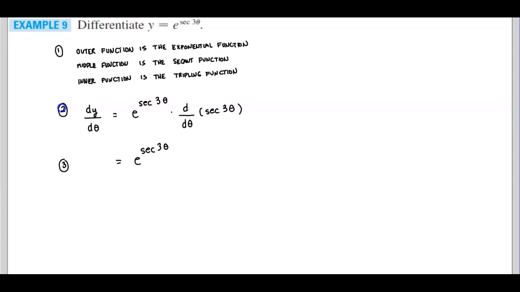Well, the derivative of the secant of 3 theta is the secant of 3 theta times the tangent of 3 theta times the derivative with respect to theta of the tripling function 3 theta.